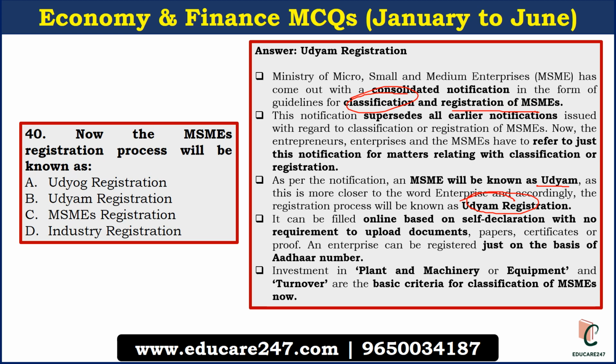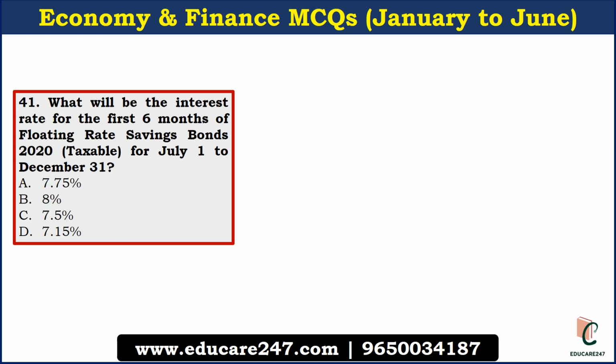These enterprises can be registered with the help of Aadhaar numbers. Director's Aadhaar will be used for the registration of MSMEs. Investment in plant and machinery or equipment and turnover are the basic criteria for classification of MSMEs. Now we have discussed this in earlier lectures. So this point is very important.